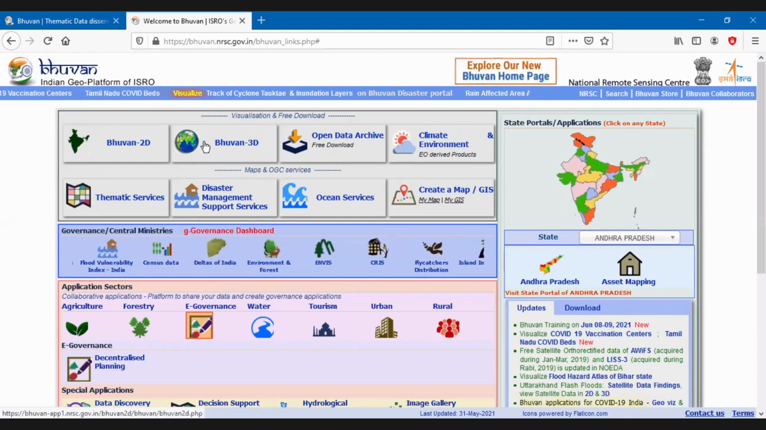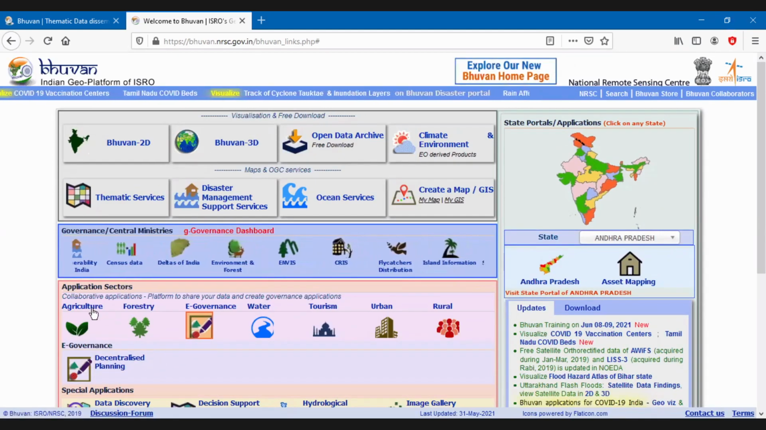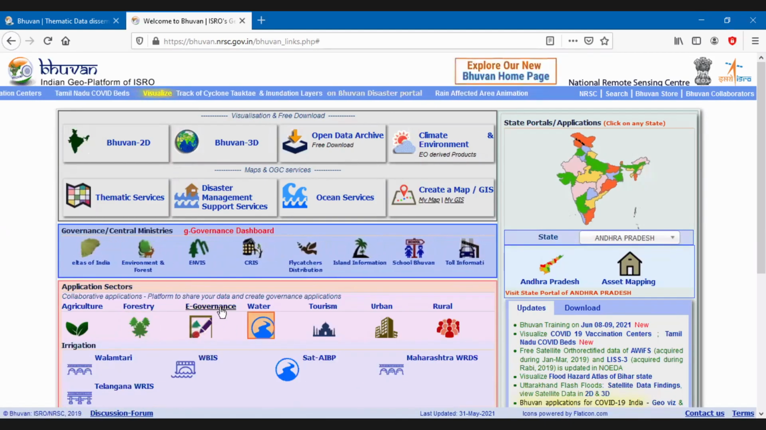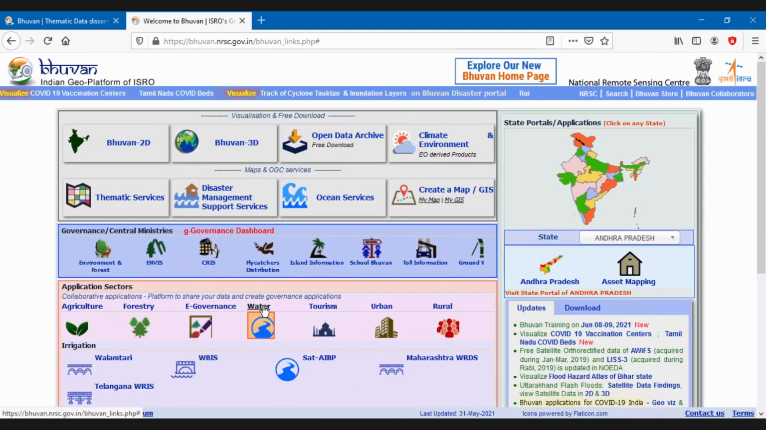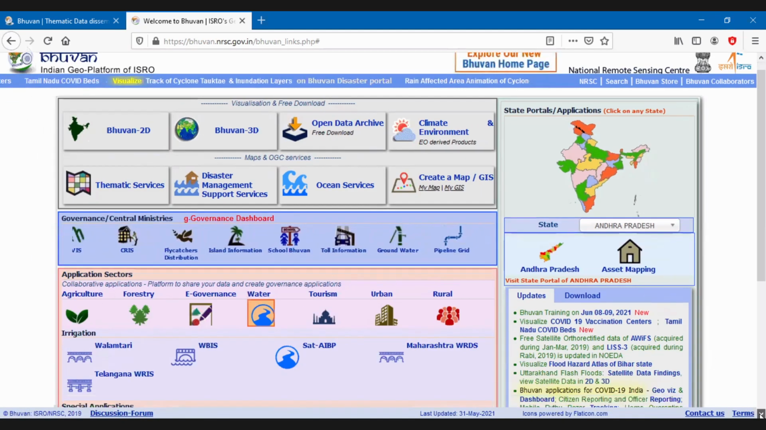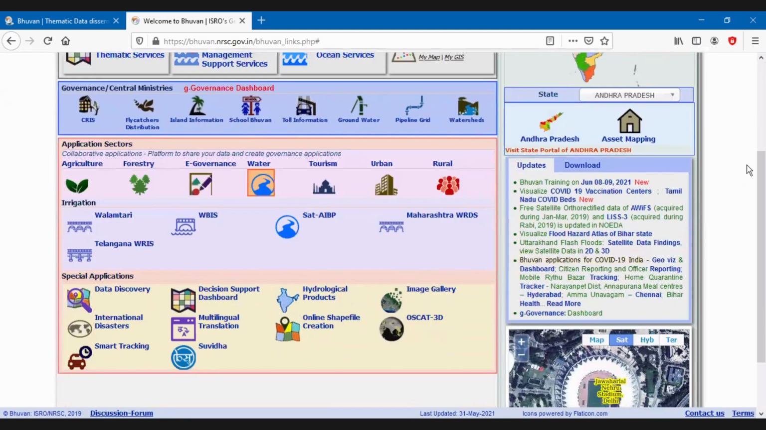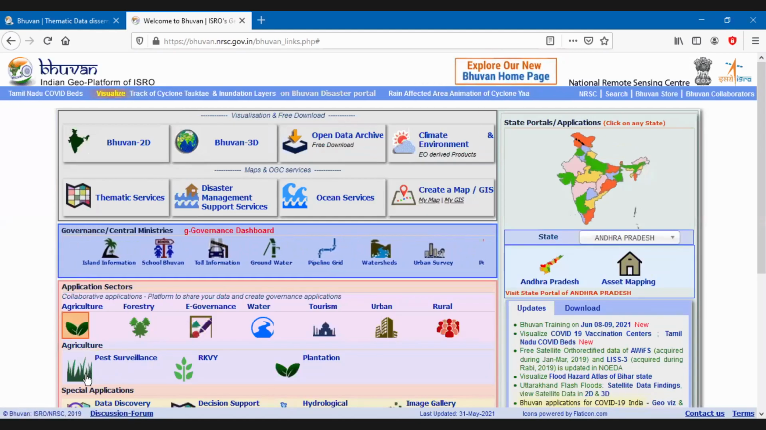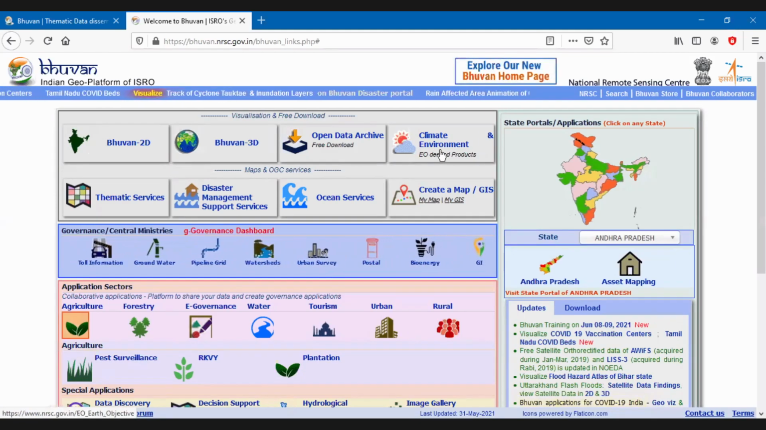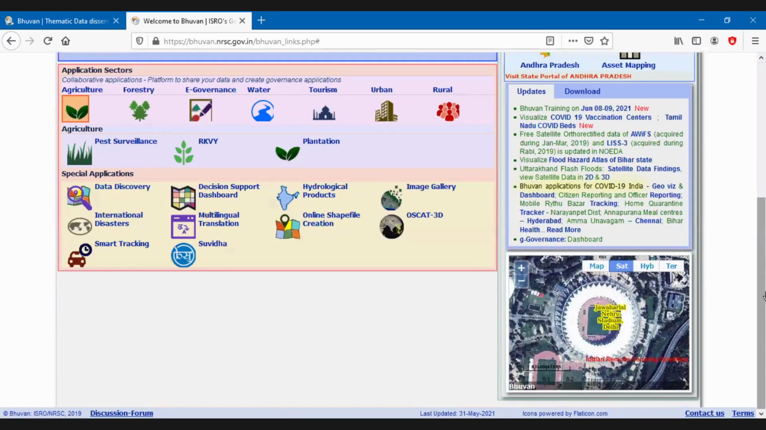So the Bhuvan 2D, Bhuvan 3D, then agriculture, forestry, Punjab forest, Tripura forest, Karnataka, e-governance, water, tourism, there are many factors about our own country. So you can just have a look and explore. There are hydrological products, different irrigations, pest surveillance, different parameters which you can go and have a look at. Climate and environment. So just have a look at it. Have some information about your own country.